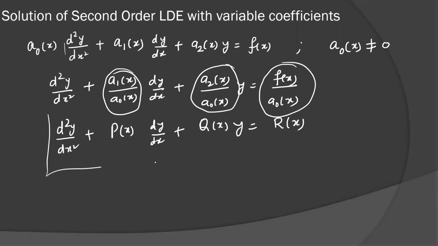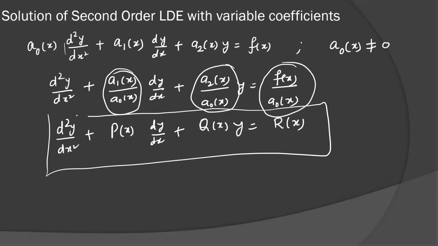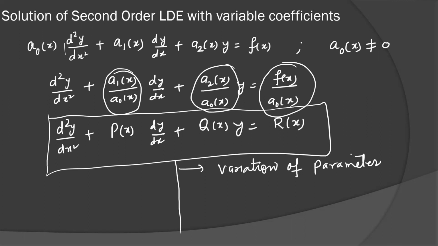So for solution of this type of ODE, we have four methods in our syllabus. First method is variation of parameters. This topic is very important. Variation of parameters: you will get two questions of 10 marks and two questions of 2 marks in your exam. Second method is reduction of order method.